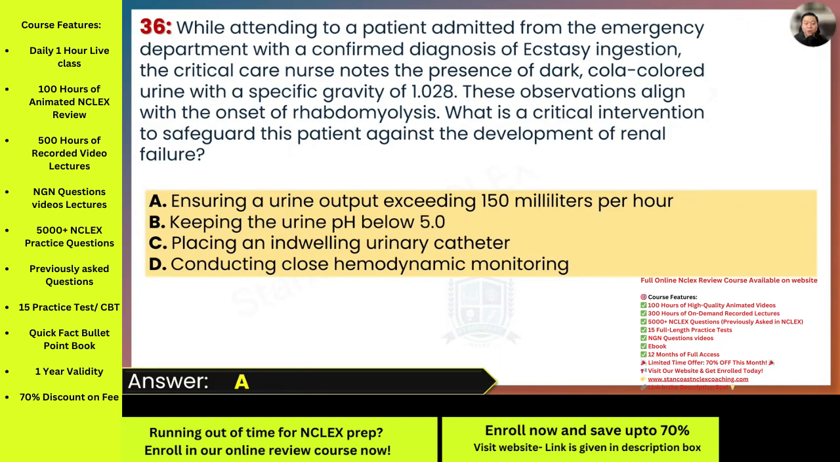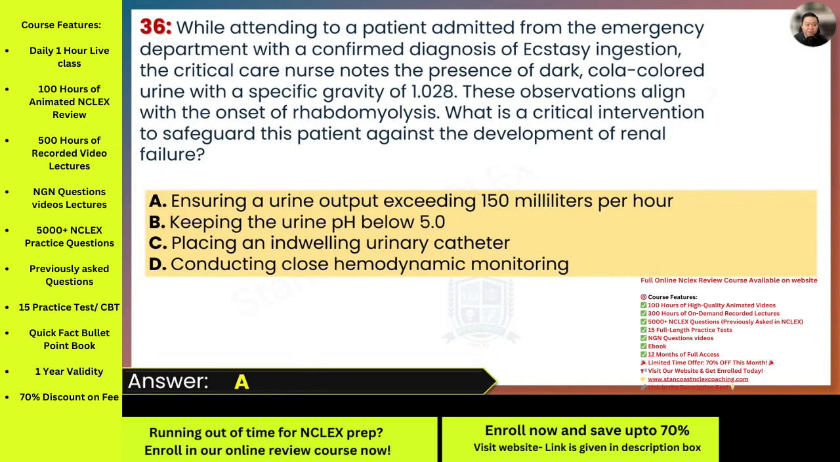And so to achieve this, you would ensure that the patient has a urine output exceeding 150 mL per hour. So this involves the administration of IV fluids, usually crystalloids, diuretics to promote urine flow. And this will help prevent the myoglobin from causing the tubule blockage and also to prevent kidney damage.